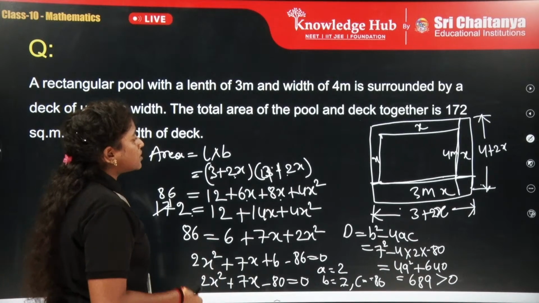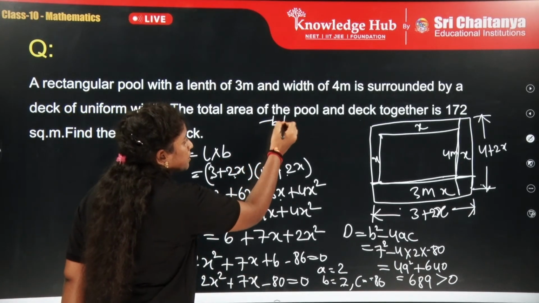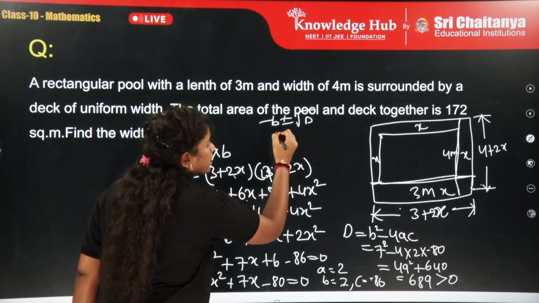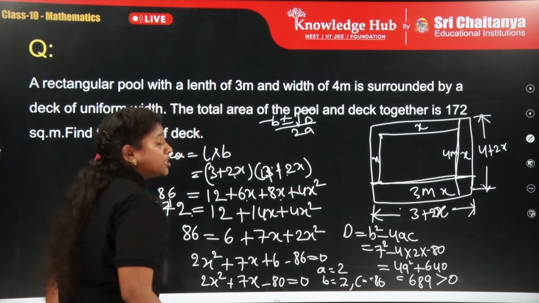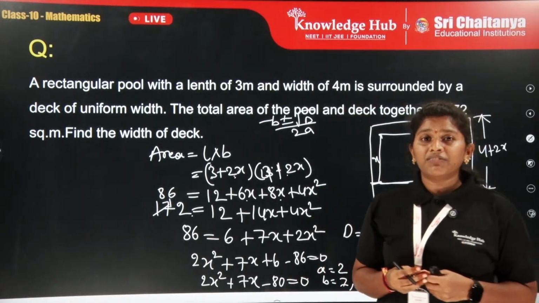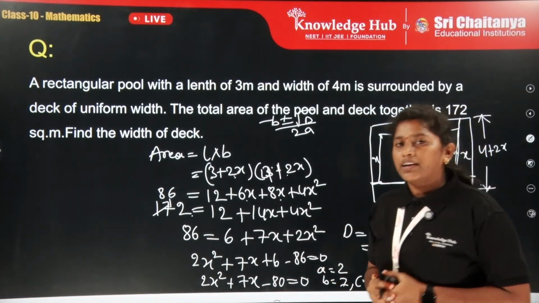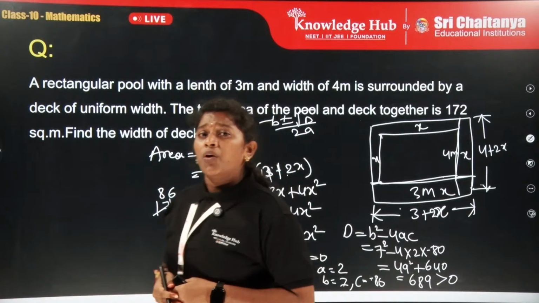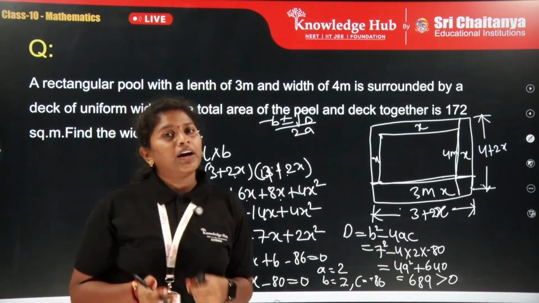So how can we find those real roots? Use your formula minus b plus or minus root of discriminant by 2a. Okay. So use the formula and tell us what are the zeros, that means what are the values of x you are getting, which is nothing but the width of the deck.